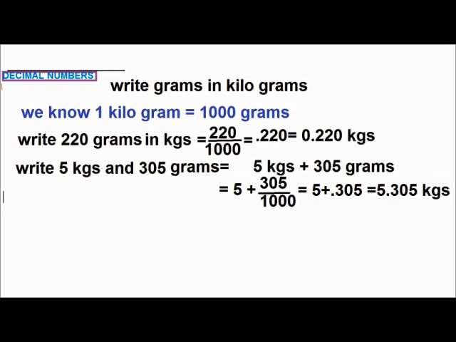36.85. Now grams and kilograms. We know 1 kilogram is equal to 1000 grams. Write 220 grams in kgs. 220 by 1000, that is 0.220 kgs. Write 5 kgs and 305 grams. That is 5 kgs plus 305 grams. 5 plus 305 by 1000, that becomes 5.305 kgs.